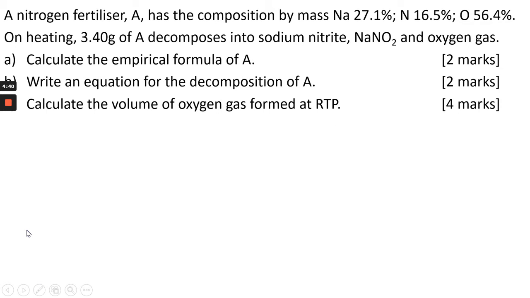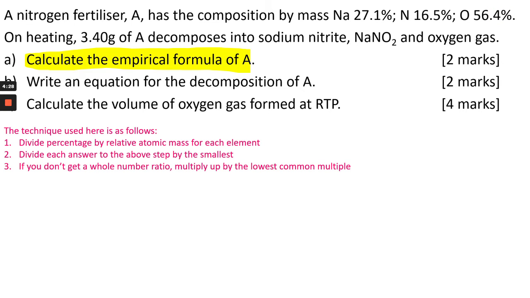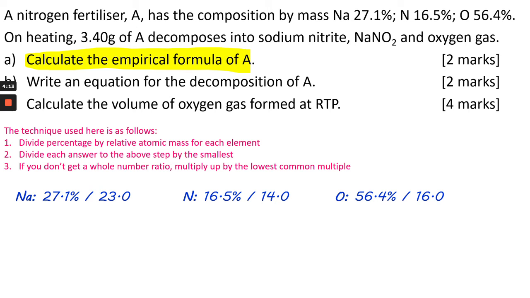So it says a nitrogen fertilizer has a composition by mass, and it gives you a percentage for each of the elements up here, and we need to use these to calculate the empirical formula. So you divide the percentage by the relative atomic mass for each element, first of all, dividing each answer from step two by the smallest, and that gives you a whole number ratio, hopefully. If you don't get a whole number ratio, you can multiply it by the lowest common multiple.